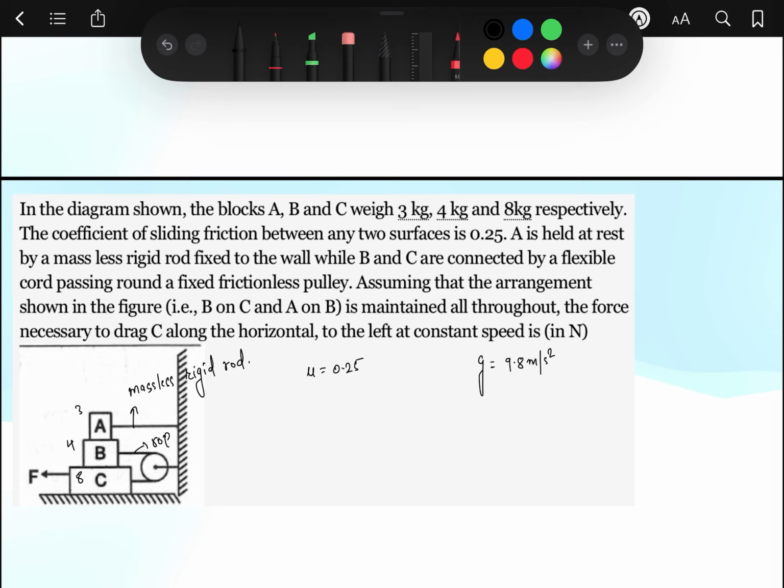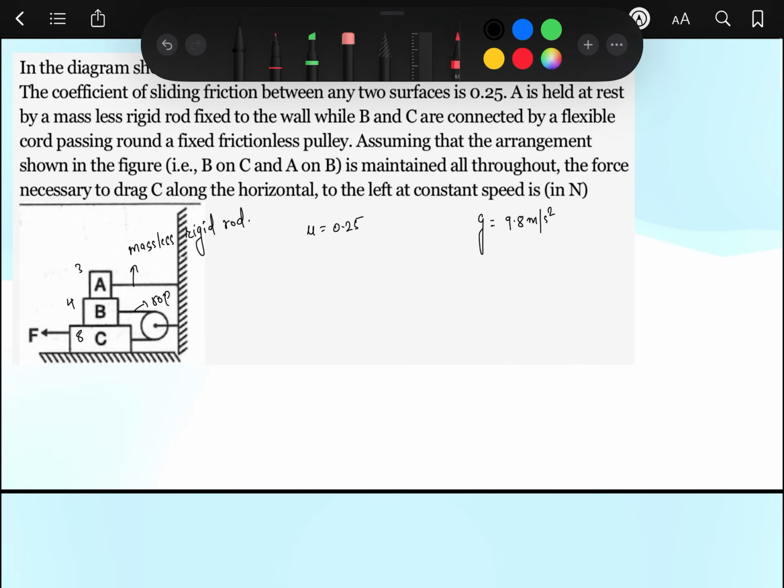Assuming the arrangement shown in the figure, that is B on C and A on B, as shown in the figure, find the force necessary to drag C along the horizontal to the left at a constant speed. Here this force F we are applying on this block C, and it is given that C should move with a constant speed.